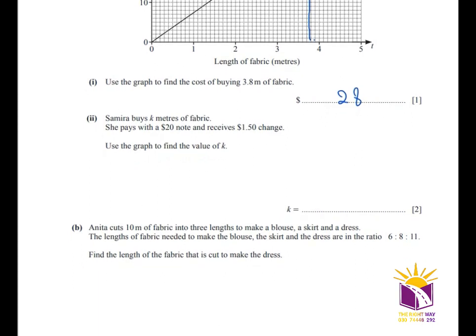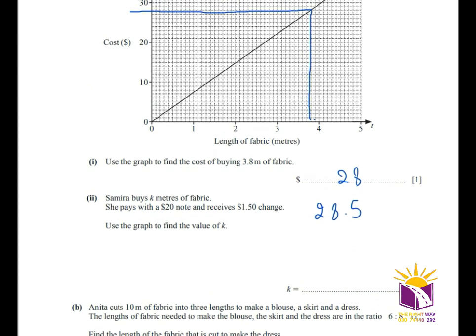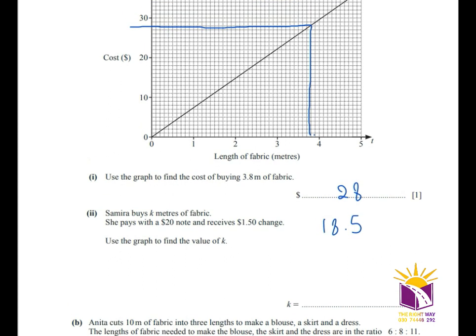Samira buys K meters of fabric. She pays with a $20 note and receives $1.50 change. Find the value of K. So she has paid 20 minus 1.5, which will be $18.5, not 28.5. Now for $18.5, how many meters of cloth has she received?